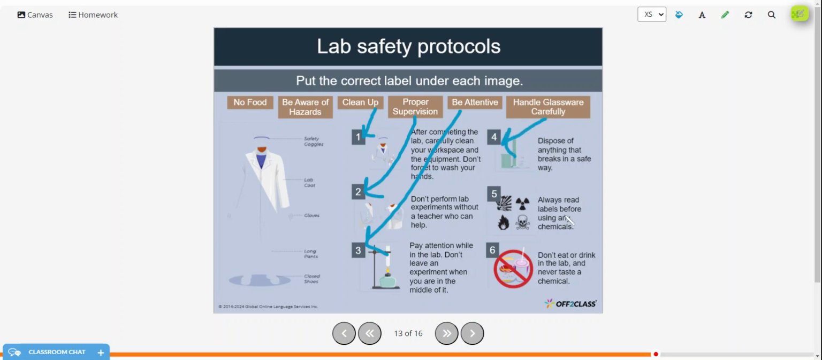Always read the labels before using any chemicals. That would be aware of hazards. And don't eat or drink in the lab and never taste a chemical. That would be no food.